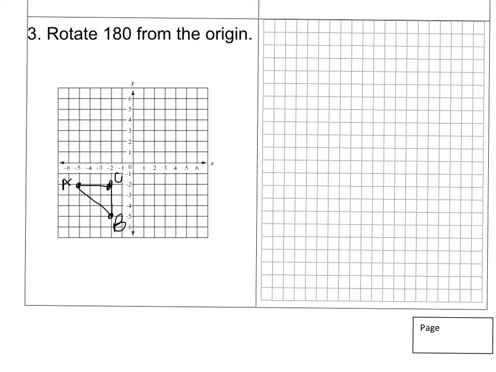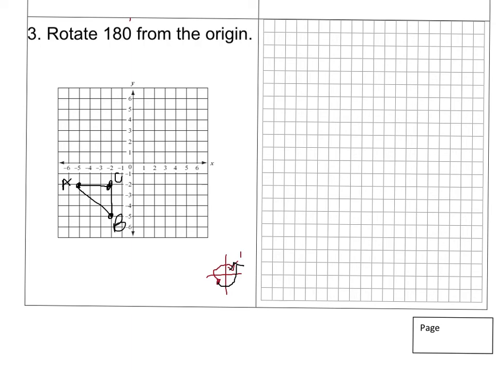Third problem. Rotate 180 degrees from the origin. I didn't tell you if it was counterclockwise or clockwise. Here's why. In your picture, you're starting down here. If you were to go clockwise, you would go 90 degrees and then another one, and that would be 180, putting you in the first quadrant. If you were to go counterclockwise, you would still start at the same spot, go 90 degrees, 180 degrees. It still puts you in the first quadrant. With 180 degrees, it does not matter if you turn counterclockwise or clockwise. Okay?